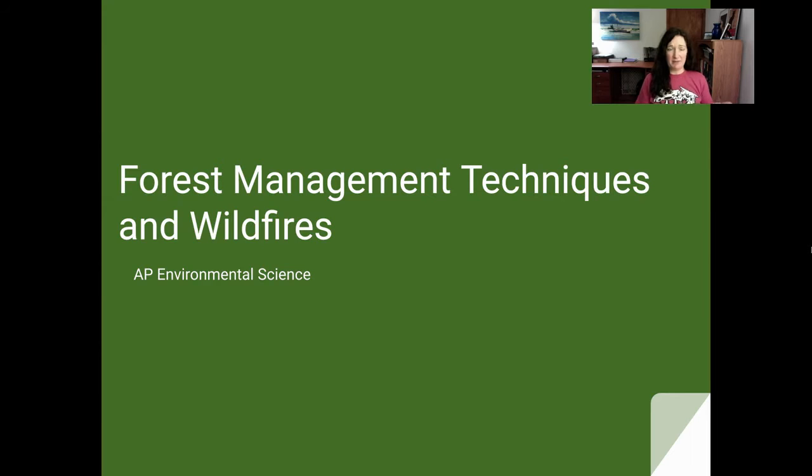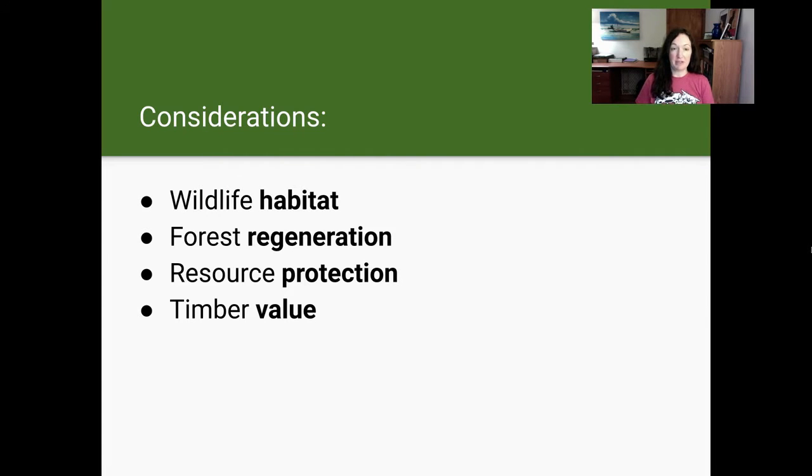So today we're going to talk about forests in general and then the importance of wildfires, which is just one aspect of sustaining terrestrial ecosystems. This is one of the major topics within your Chapter 10 reading this week.